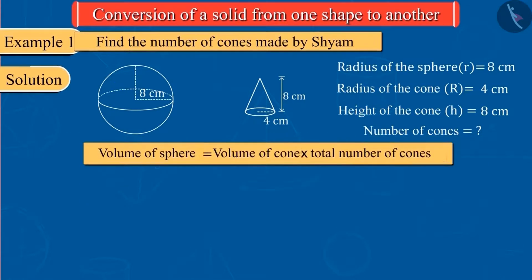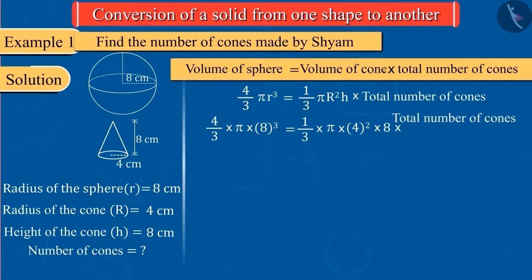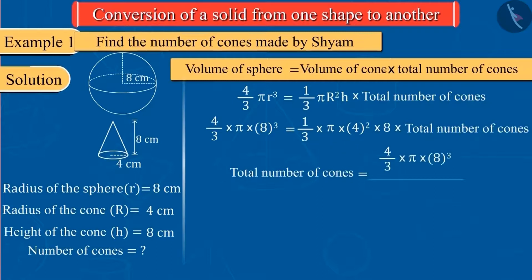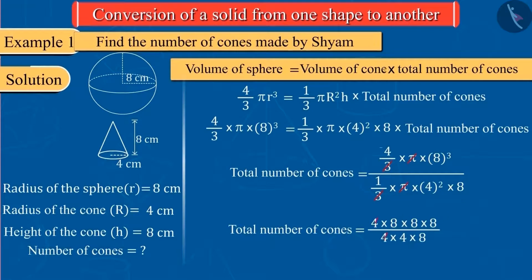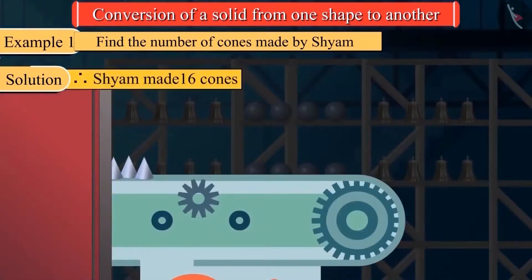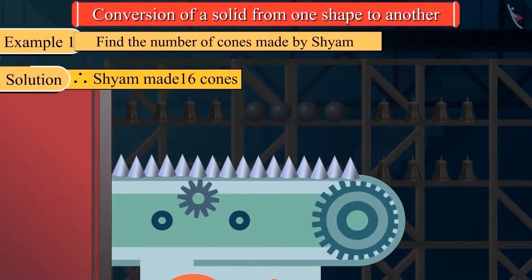We know that the volume of sphere and cone can be determined by these formulas. Substituting all values, we get 16. So, Shyam makes 16 cones in this way. Let's look at another example.